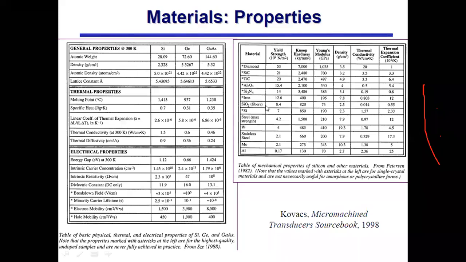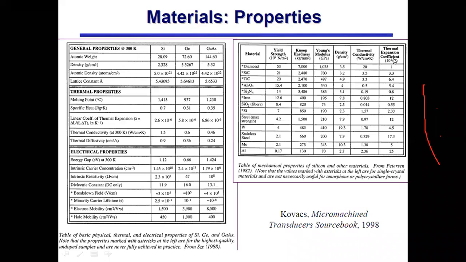In this table, you could see the materials which normally we use for the fabrication of MEMS: aluminium, molybdenum, stainless steel, tungsten, steel, silicon, silicon dioxide, iron, silicon nitride, aluminum oxide, titanium carbide, silicon carbide. And some mechanical properties and thermal properties are given: yield strength, Knoop hardness, Young's modulus, density, thermal conductivity, thermal expansion coefficient.